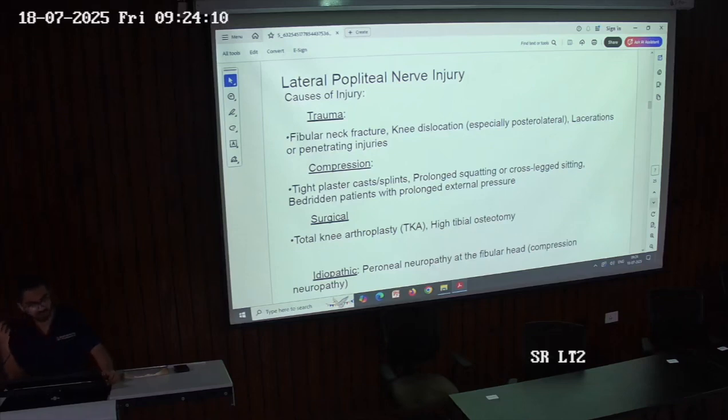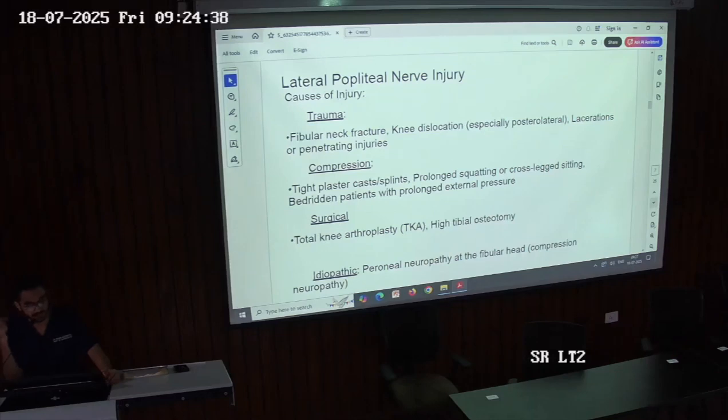Now, whenever there is a fracture, whenever there is an injury outside, we'll do some dressing, right? We'll apply some plaster, we'll apply some cast, slab, etc. So, if it is applied in a way that it is causing more amount of compression, more amount of pressure, then also it can cause common peroneal nerve injury. Prolonged squatting or cross leg sitting. Bedridden patients with prolonged external pressure.